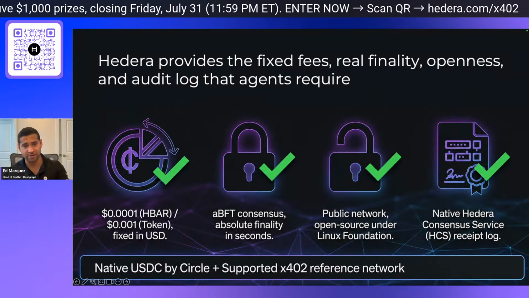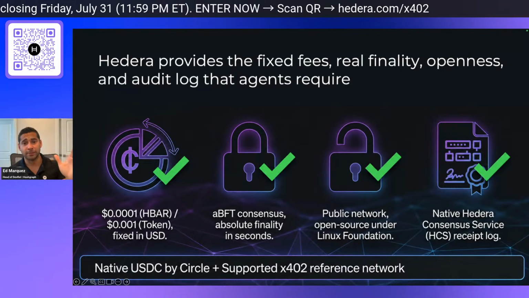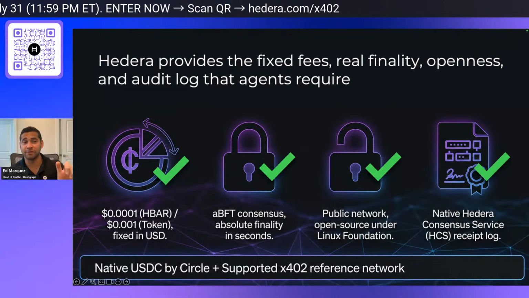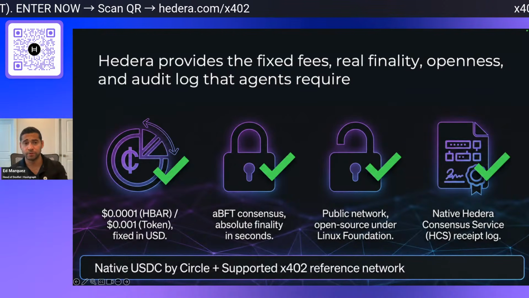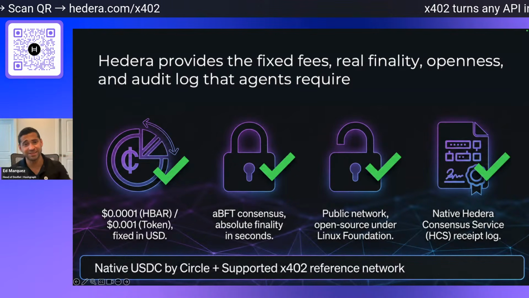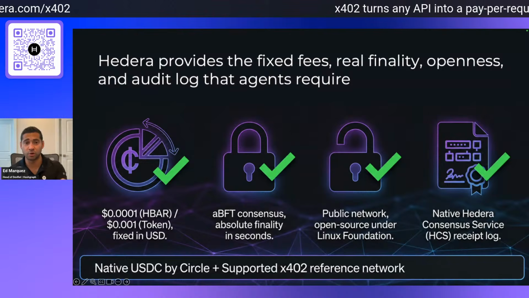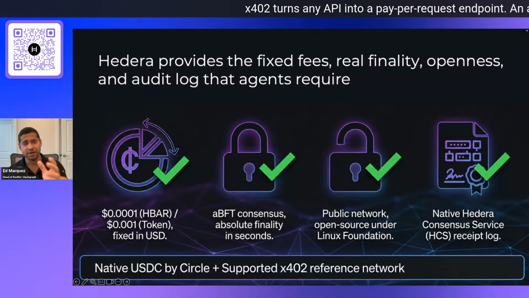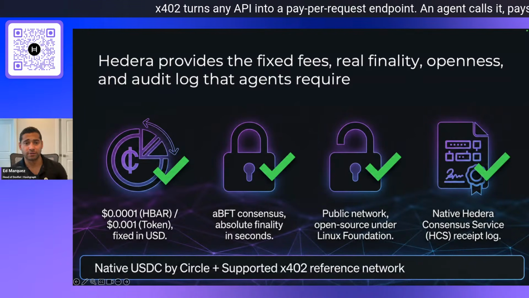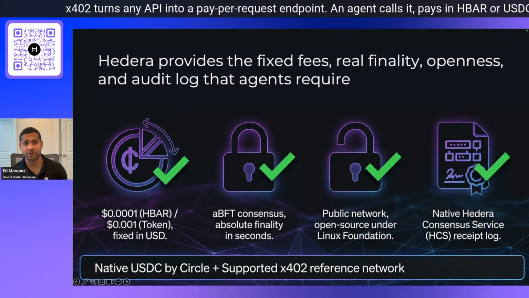Because on Hedera, you have fixed fees, and those fees are not going to vary with congestion. They're also predictable and sub-cent, whether you're trying to pay with HBAR or with USDC. You have very low costs to transact.